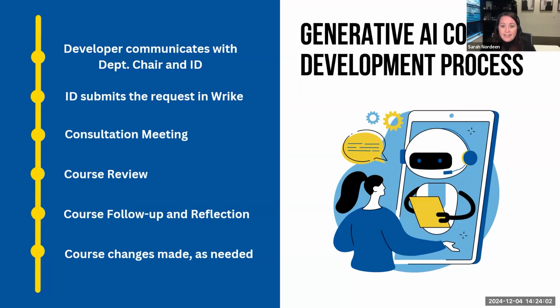After your generative AI assignment is complete, a course review will happen to ensure all best practices are followed. Then, after your course goes live, there will be a course follow-up and a reflection to see how that assignment worked with not only the students, but faculty members, to ensure that we have a really strong generative AI assignment. If we see anything that needs to be changed, we will make those modifications for the next time that course runs.